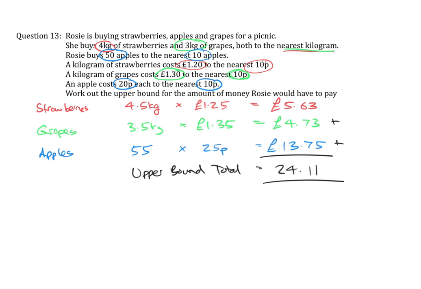It's important to note that the answer I've given here is different to the one published on the Corbettmaths answer sheet. They've actually published £23.31. I'm confident that my answer is correct. If you can see where the error is, if there is an error in mine, please let me know. But as far as I'm aware, I'm pretty confident that this is the correct answer.